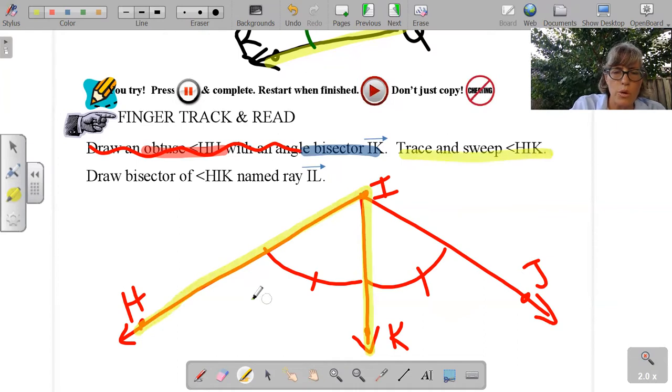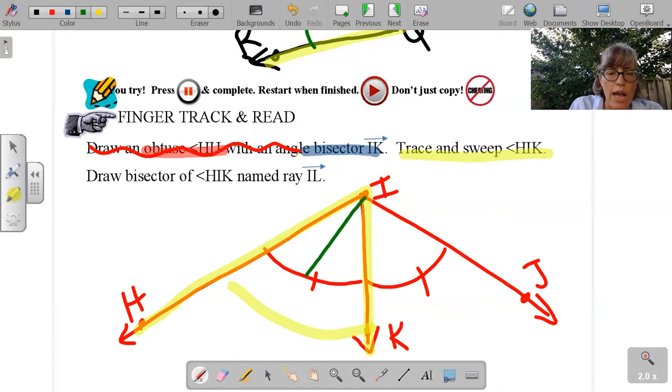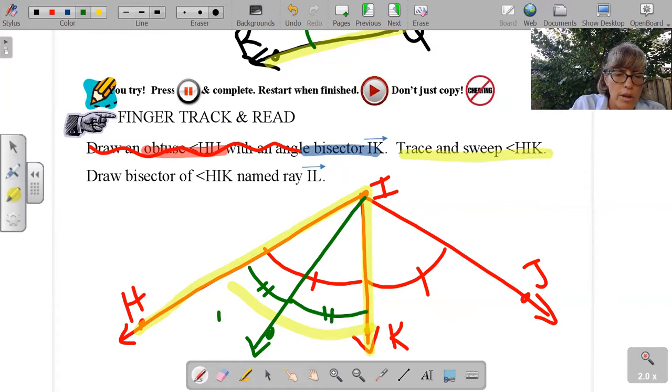HIK, trace and sweep. It says draw a bisector of HIK, so that yellow ray IL, we are cutting directly in half. That's a bisector. And you should have 2 hatch marks for IL. Why? Because it is your second bisector. Correct your work, please.